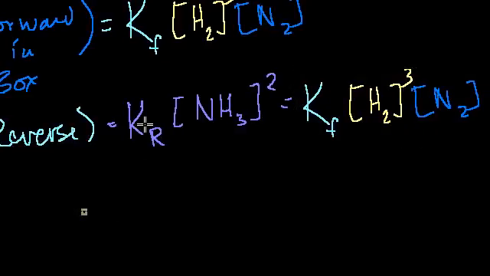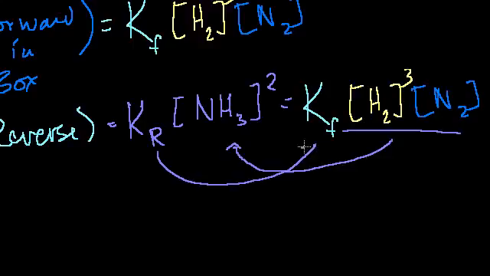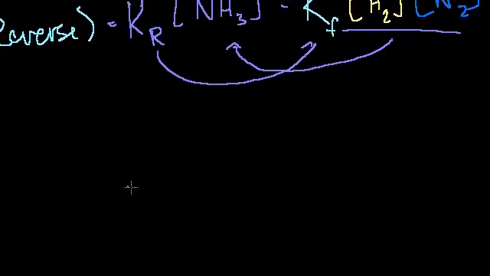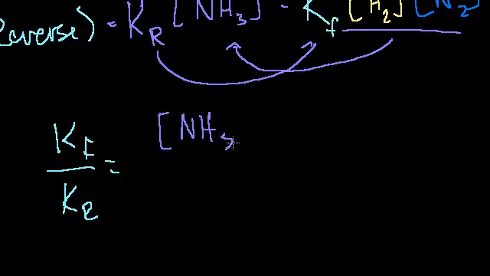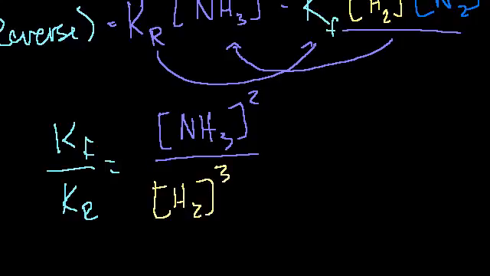And then if you set the constants equal to each other, and you pick what you normally put the products on the right-hand side of the equation. So I'll take these and divide them into this, and I'll divide that into that, and you're left with Kf over Kr is equal to the concentration of ammonia to the second power divided by the concentration of hydrogen to the third power times the concentration of nitrogen.